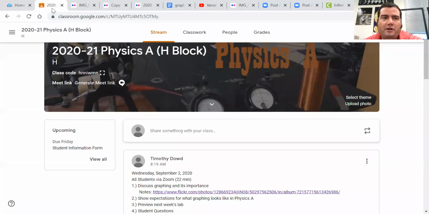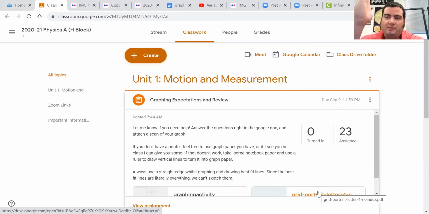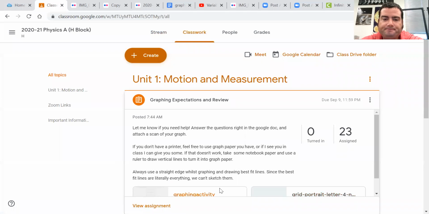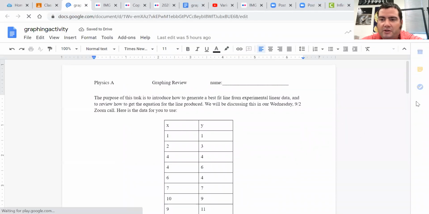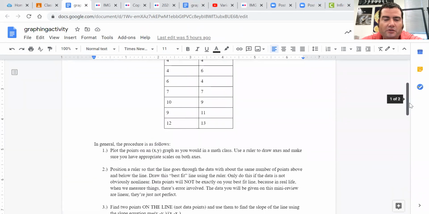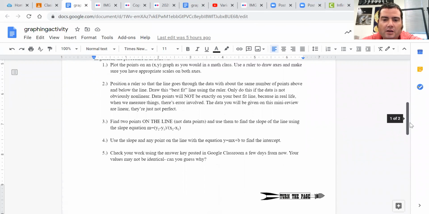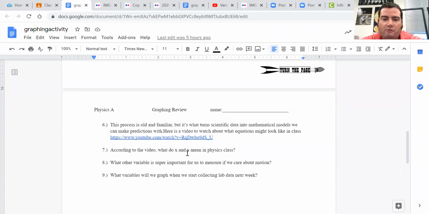What I have for next week for you guys to do, I have a graphing activity. There's graph paper you can print. If you don't have graph paper at home, you can print this. If you don't have a printer, you could take notebook paper and then make the vertical lines. But it is important we use a ruler and graph paper. So here's some data I'm going to give you. And most of this is just graph it, get the data, and then check it against my answer key. The last few questions refer to this video.